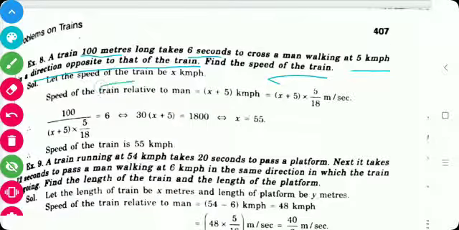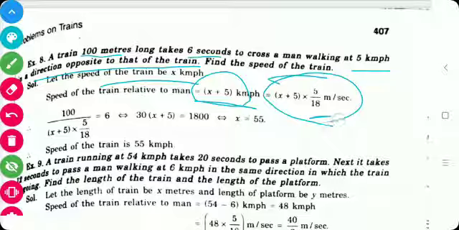So let the speed of the train be x km per hour. So the speed of the train relative to the man is x plus 5, as both are running in the opposite direction. So it is x plus 5 km per hour, and if we want to convert it into meter per second, multiply by 5 by 18. So this is the speed in meter per second. Okay, now we have to find out the value of x.